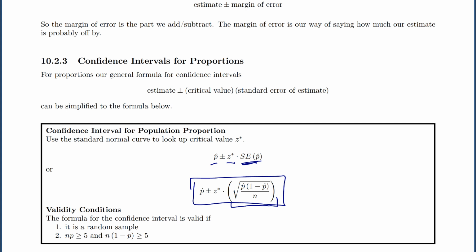Now, our formula for our confidence interval is only valid if it's a random sample, and we need to check that our sample size is big enough. We're going to say it's big enough if n times p is at least 10 and n times 1 minus p is at least 10. Some textbooks say 5. In this class, we're going to use 10. That's a more commonly accepted rule of thumb.